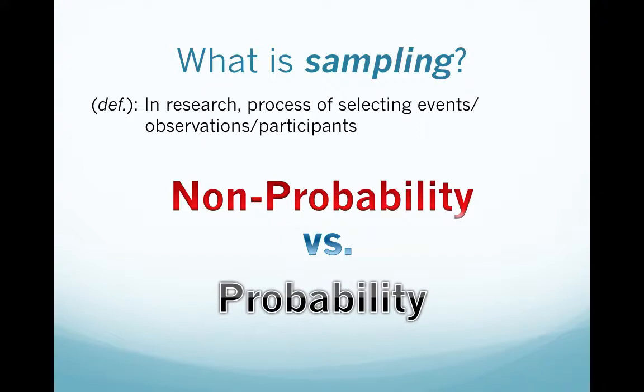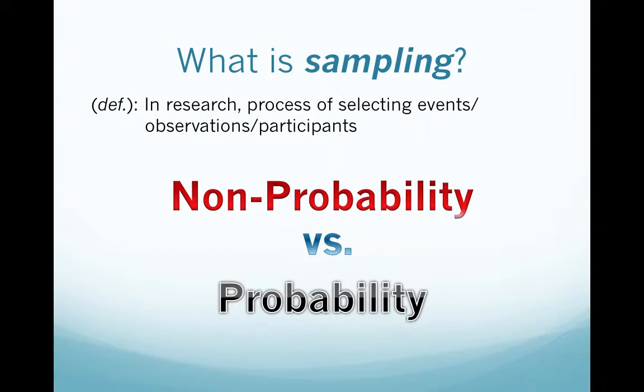In research studies, sampling refers to how the researcher selects participants for a study. Participants can include people, observations, or events. In general, there are two main categories of sampling approaches: non-probability and probability. Let's discuss non-probability sampling first.